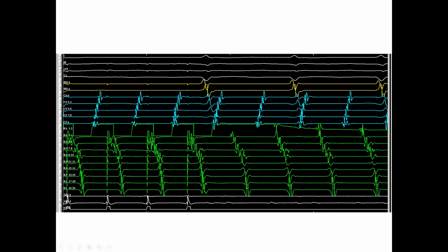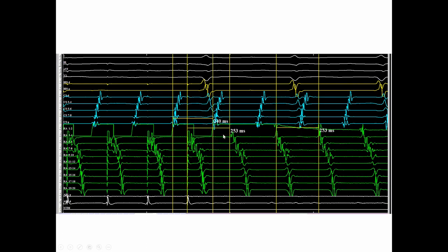Previously, you could also entrain from your halo catheter, which is what's been done from halo pole 1, 2. And again, the post-pacing interval, 253 milliseconds, is the same as the tachycardia cycle length, because you're entraining from within the actual circuit.